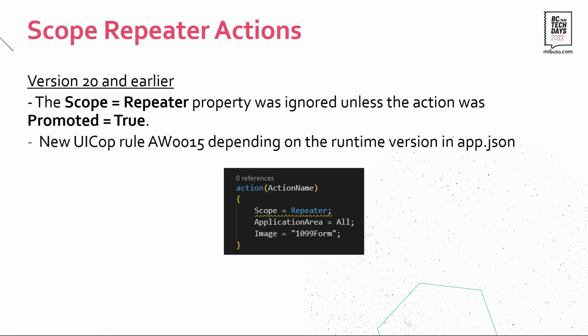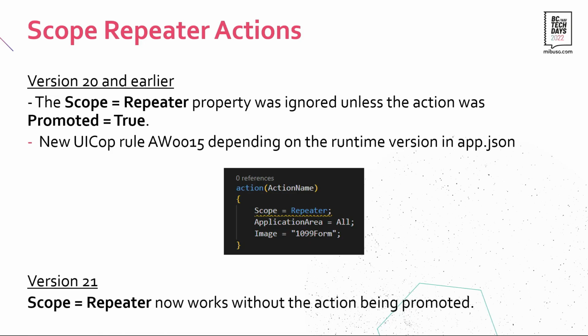For version 20 and earlier, the behavior remains the same, so those scope repeater actions need to be promoted. But we're introducing a new UI cop rule that will let you know that you have to use the promoted action, and that will be, of course, version dependent, depending on the versions of Business Central you're targeting. And for version 21, we have fixed it so that the scope repeater actions are just displayed independently of the promoted state of the action.